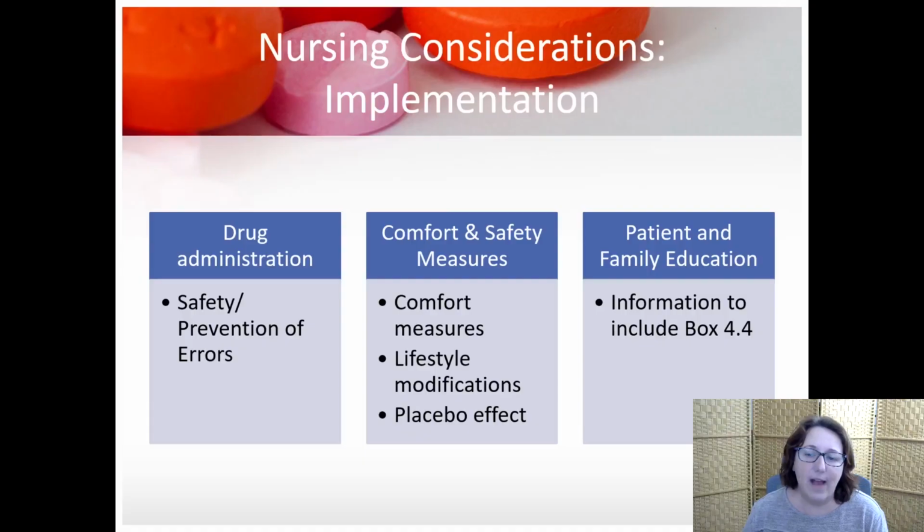We also can talk to the provider if we determine that the patient is not willing or able to change something that they should. We always need to provide patient education. Information to include in our patient and family education is in box 4.4. And we always want to provide written instructions to our patient about the drug regimen.